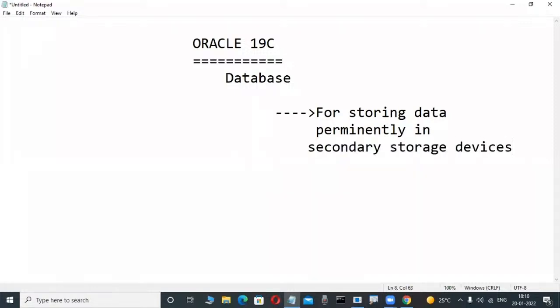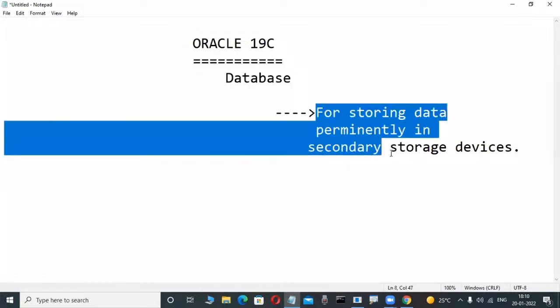Permanent. Suppose today we are storing data, after 5 years, 10 years, 20 years, 100 years, your data is still available and you are using it. That's why Oracle is a product from Oracle Corporation, with some version number. This is a database product, one of the popular databases. But what is the purpose of that? It is for storing data permanently in secondary storage devices.